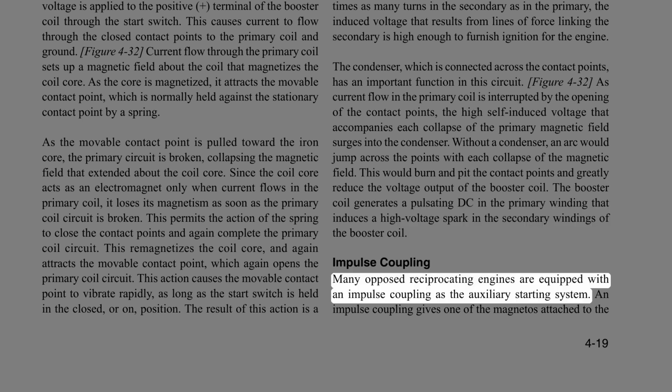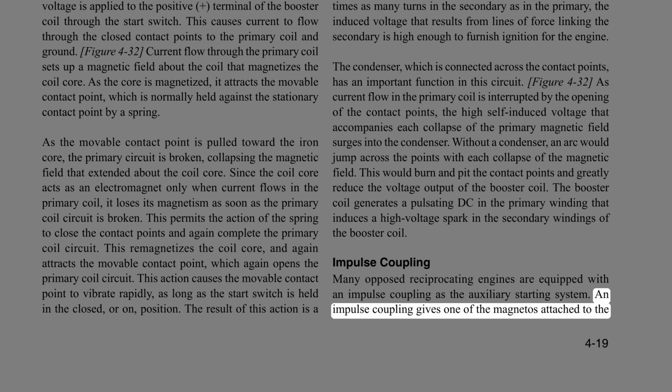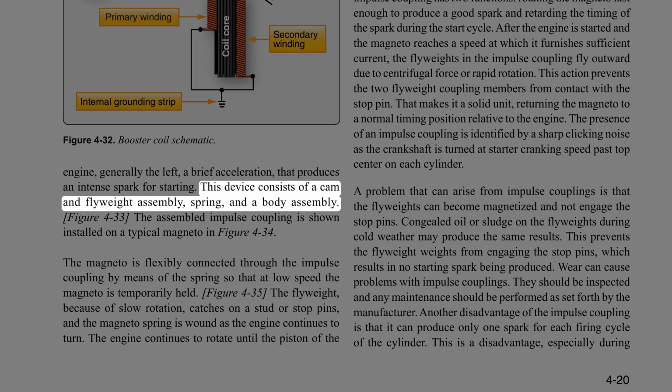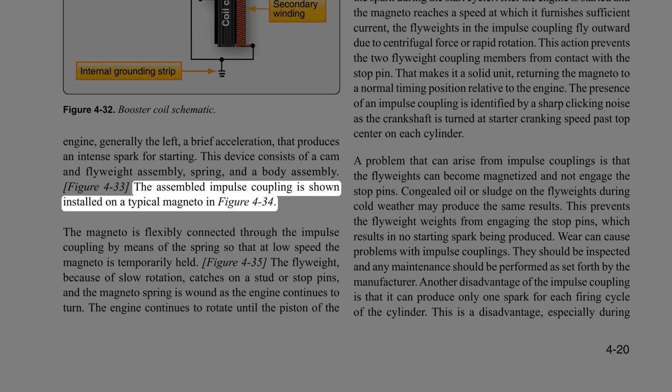Impulse coupling. Many opposed reciprocating engines are equipped with an impulse coupling as the auxiliary starting system. An impulse coupling gives one of the magnetos attached to the engine, generally the left, a brief acceleration that produces an intense spark for starting. This device consists of a cam and flyweight assembly, spring, and a body assembly. The assembled impulse coupling is shown installed on a typical magneto in Figure 4-34.